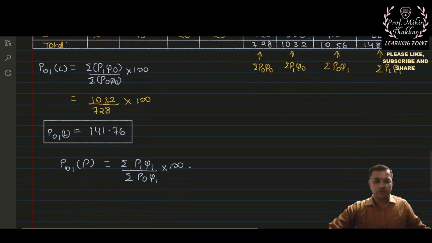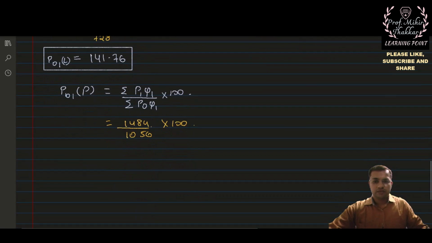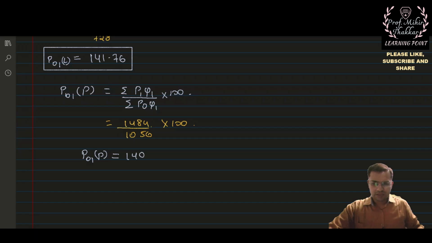So let us substitute these values in their respective positions very carefully. 1484 will be in the numerator, whereas 1056 will be in the denominator, multiplied by 100. Then guys, on solving this particular fraction and doing the required calculations, you will get the answer for the purchase index number P01P as 140.53.